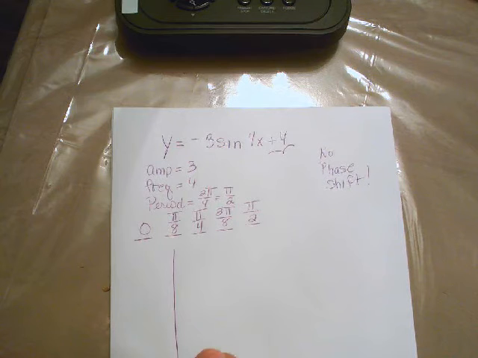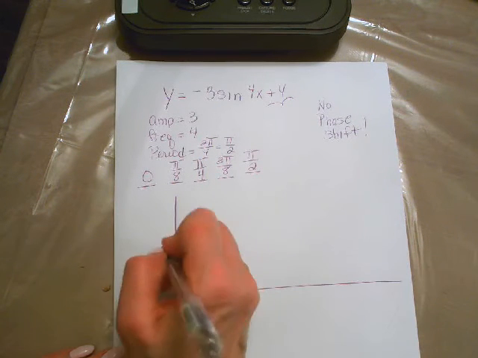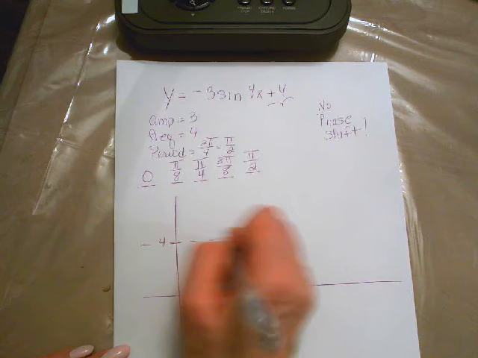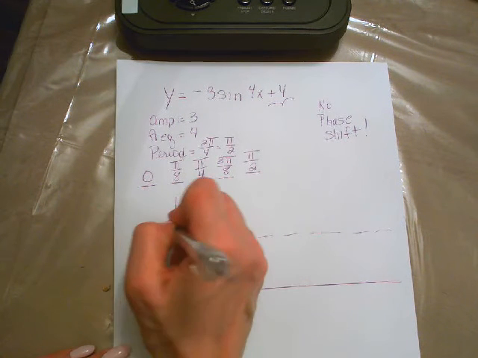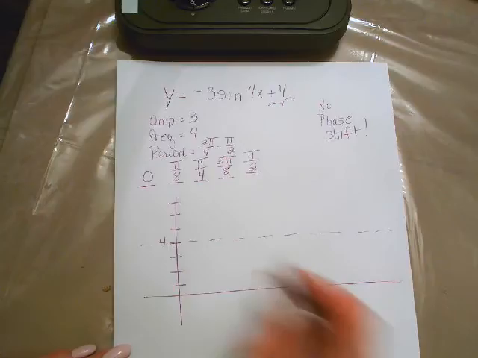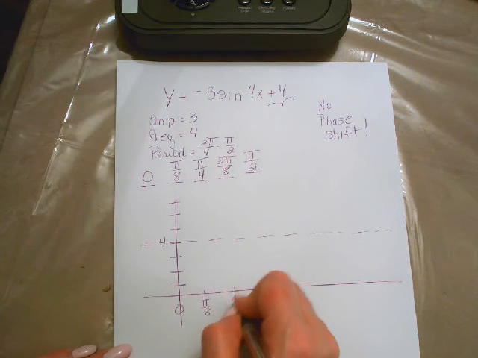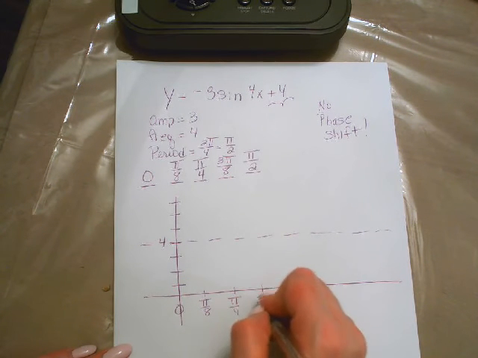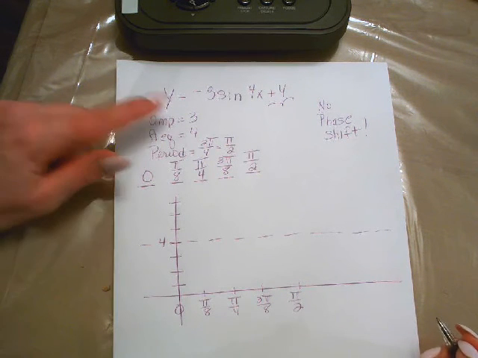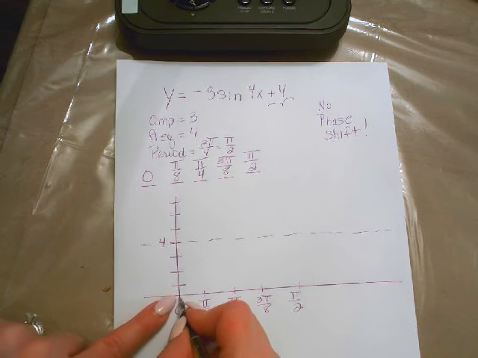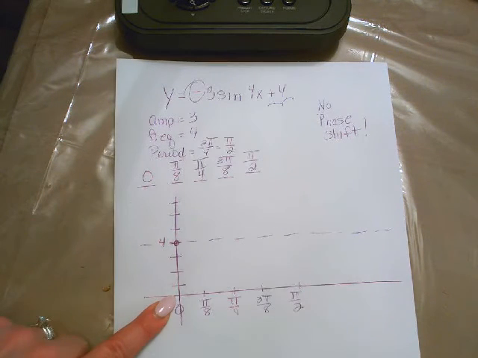So I'm going to draw it like this and put my midline at 4. Okay, so 1, 2, 3, 4, 5, 6, 7. I'm starting at 0, then going to pi over 8, pi over 4, 3 pi over 8, and pi over 2. It is a sine graph, so it's going to start at the midline. So the first point at 0 is at the midline. Be careful, this was negative.